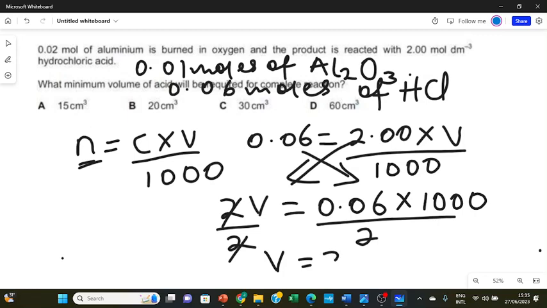So the volume is what? 30 watts, cm what? Cm cube. So you can see it's as simple as ABC. So the answer is what? C. So it's as simple as ABC.